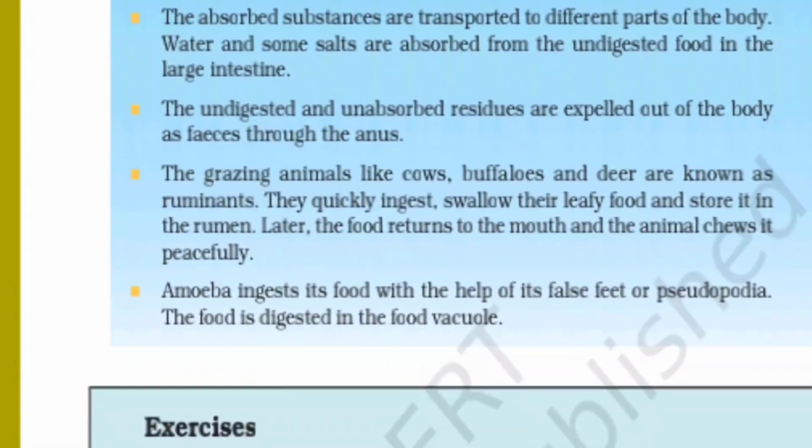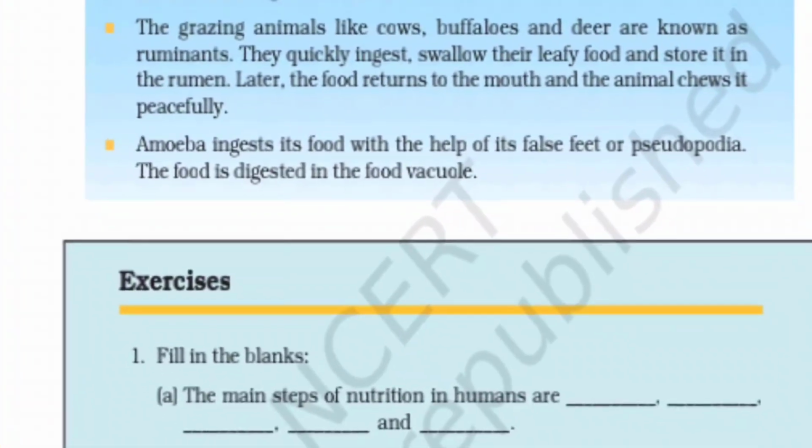The grazing animals like cow, buffalo, and deer are known as ruminants. They quickly ingest and swallow their leafy food and store it in the rumen. Later, the food returns to the mouth and the animal chews it peacefully. Amoeba ingests its food with the help of its false feet or pseudopodia. The food is digested in the food vacuole.